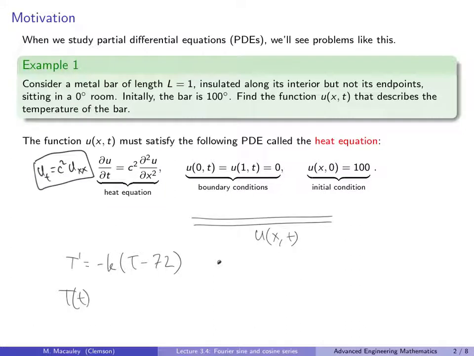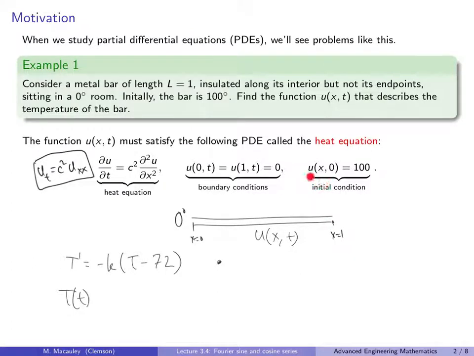And then we need boundary and initial conditions. The boundary conditions say what the temperature is at the endpoints. We said if the metal bar is sitting in a 0-degree room, then for all time t, the left endpoint, x equals 0, is fixed at 0 degrees. So the temperature at position 0 for all time t is 0. Similarly, at the right endpoint, x equals 1, the temperature for all time t is 0 degrees. These are called boundary conditions because they describe the temperature or the change of temperature at the boundary.